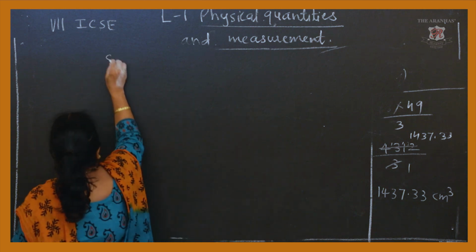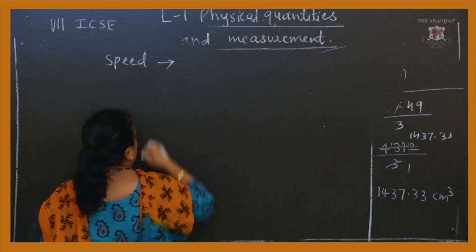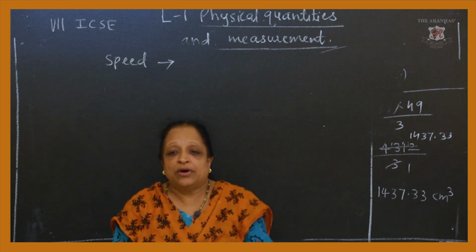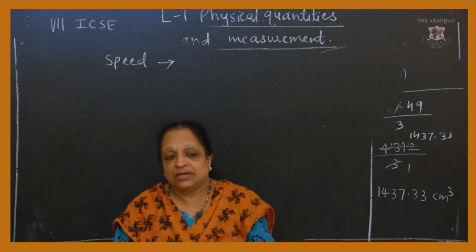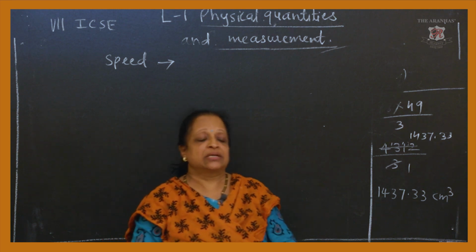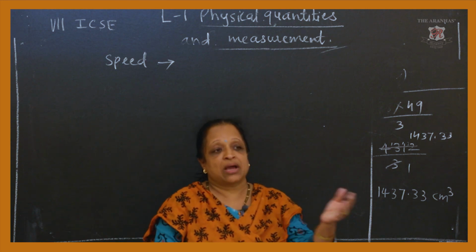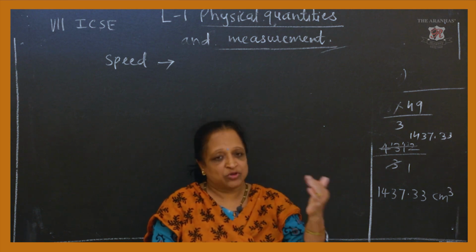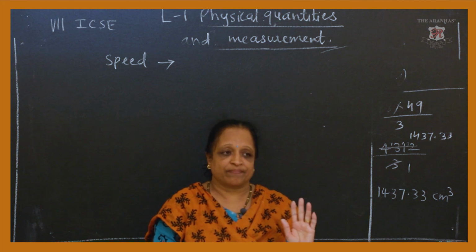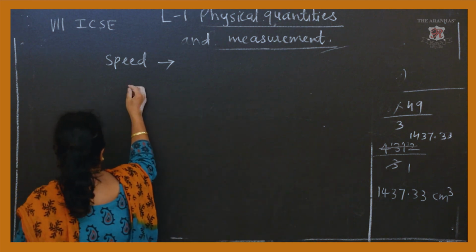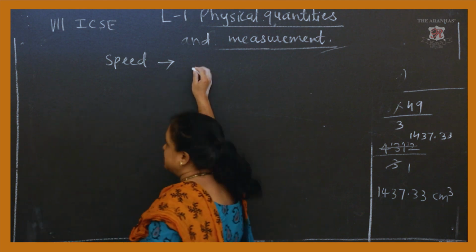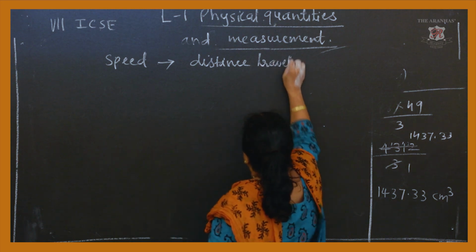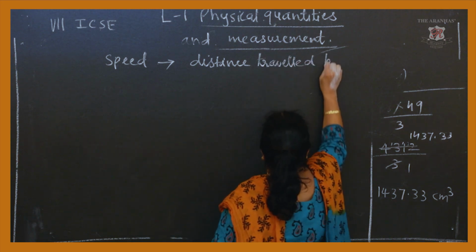speed is defined as the distance traveled by the object per unit period of time. Distance traveled by the object per unit of time. It can be hours, it can be minutes, it can be seconds. And distance will be centimeter, of course will not come, meter or kilometer. So speed we can define as the distance traveled by the object.